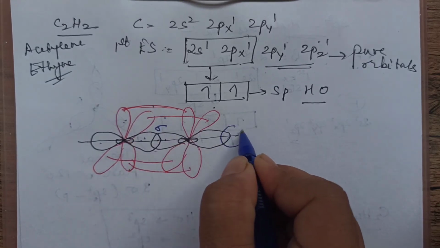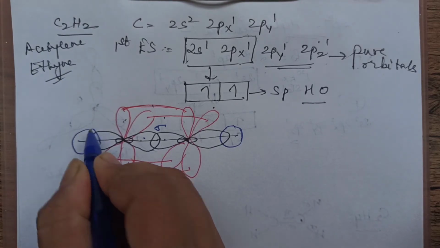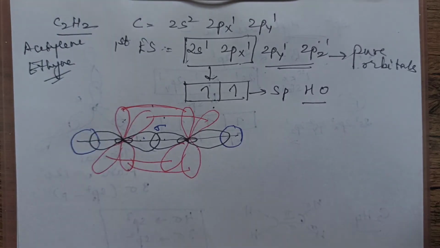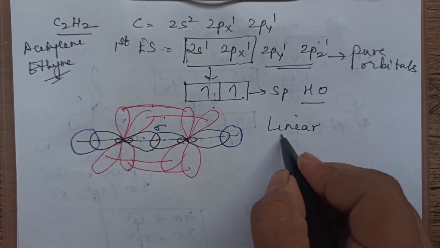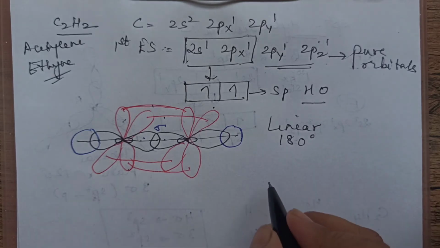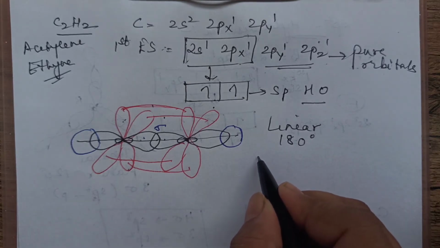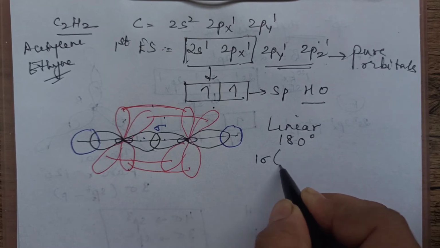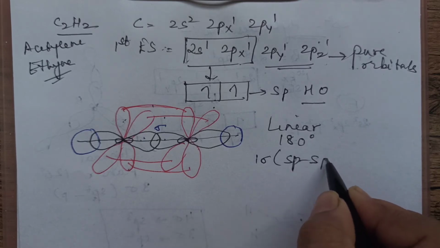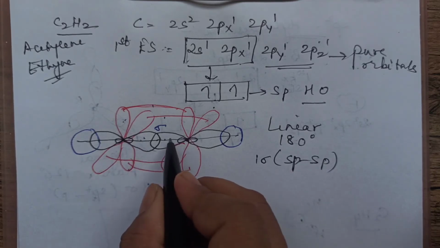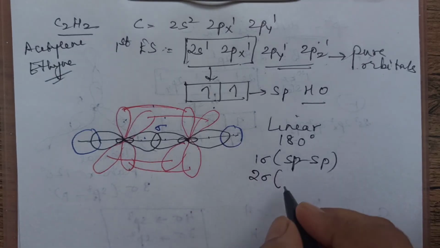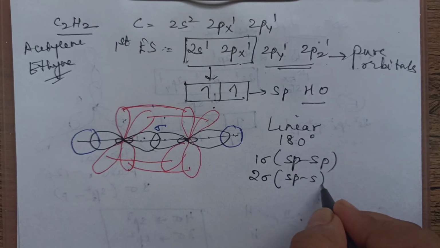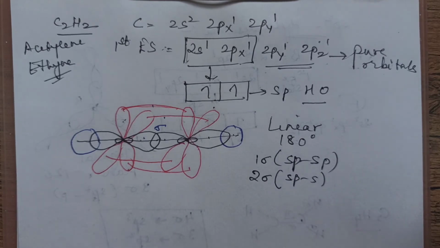There will be 1s orbital here of hydrogen, 1s orbital of hydrogen. So if we see, of course, we know the arrangement is linear. On each carbon atom, arrangement is linear. Bond angle is 180 degree. And total there are 3 sigma bonds. One sigma is of the type sp, that is between 2 carbon atoms. And 2 sigmas are of the type sps. So between sp and s. This will be for ethyne.